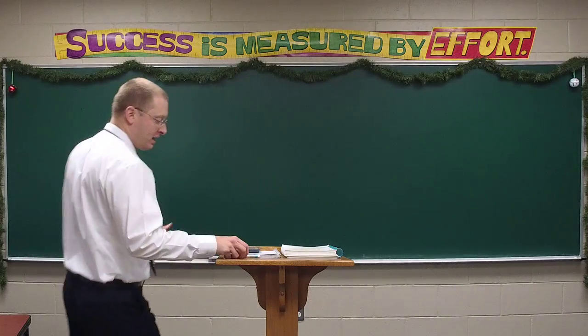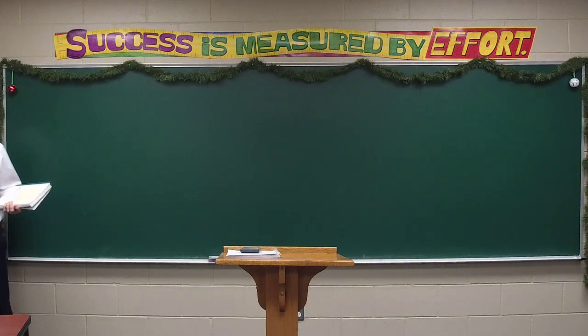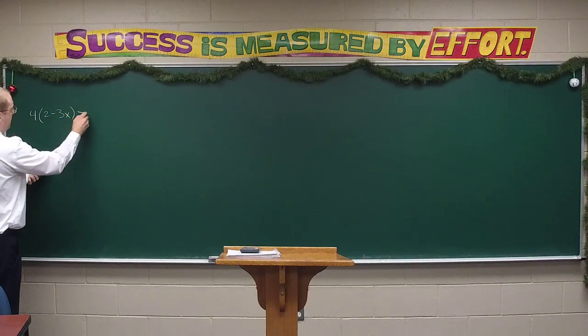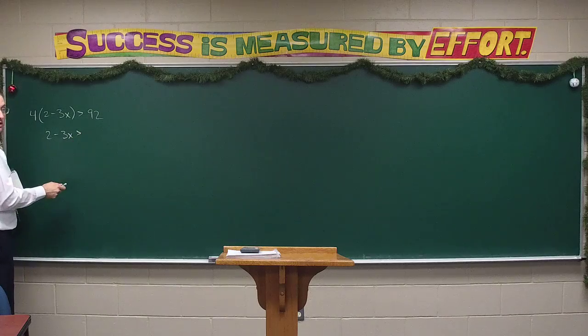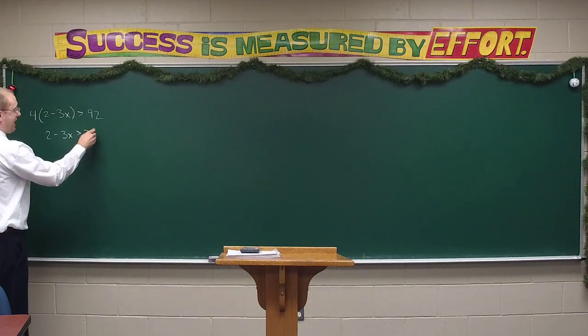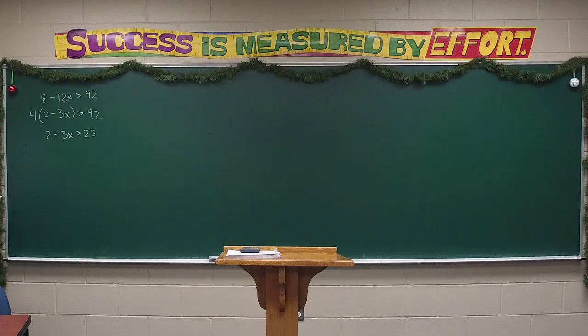All right. Well, let's take a look at number one. Like any other equation, this inequality will solve much the same way. I've got parentheses, so I've got to get rid of parentheses. I could divide away the 4, since I know 92 divided by 4. Or we could distribute the 4 and get negative 12x is greater than 92. Either way, let's take it from here, since I'm guessing that's what most of you probably did.